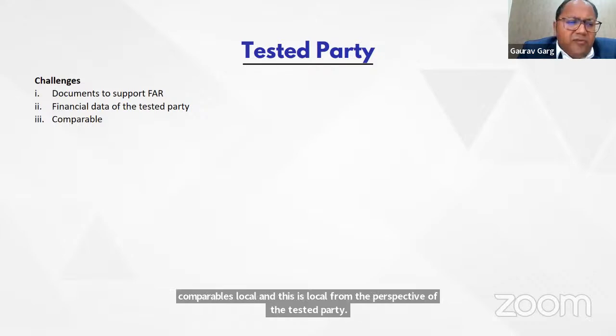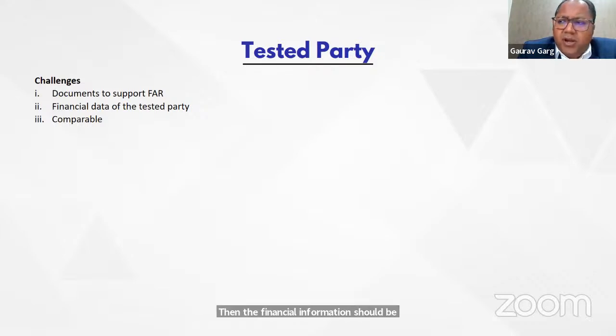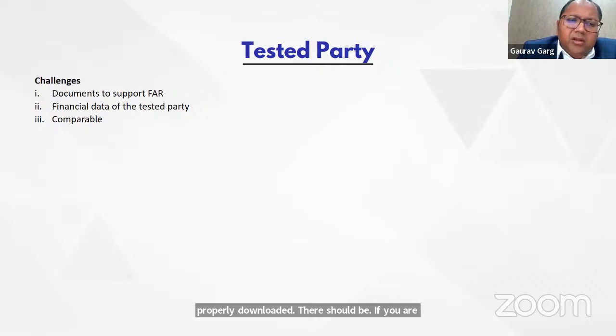Then the financial information should be properly downloaded. If you are rejecting a particular company or accepting a particular company, there should be proper reasons in the TP report in support of acceptance or rejection of the company. So these are some of the challenges which we feel are significant from a tested party perspective.